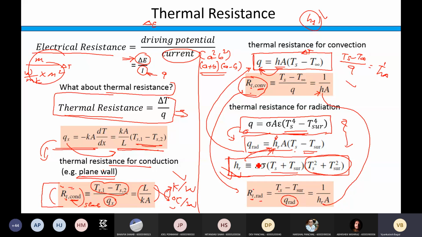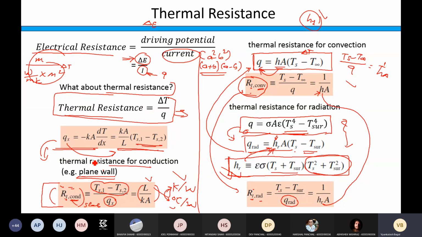So we have defined the thermal resistance, which is basically the ratio of driving potential to the quantity which is flowing through your system. Here it is the heat transfer or the rate of heat transfer. So we defined thermal resistance for conduction, convection, and radiation. And we also remember that the R_T conduction is equal to L by kA. This expression is only applicable for plane wall and not anywhere else. So applicable for plane wall.